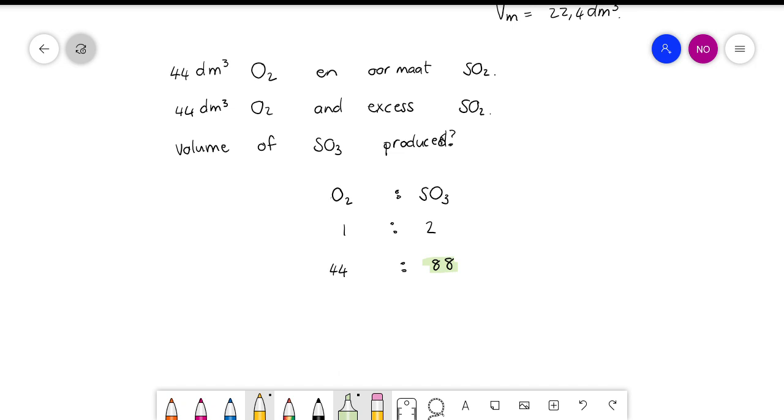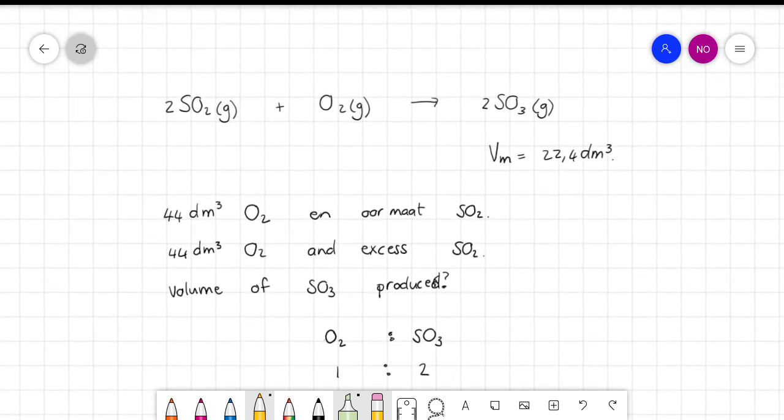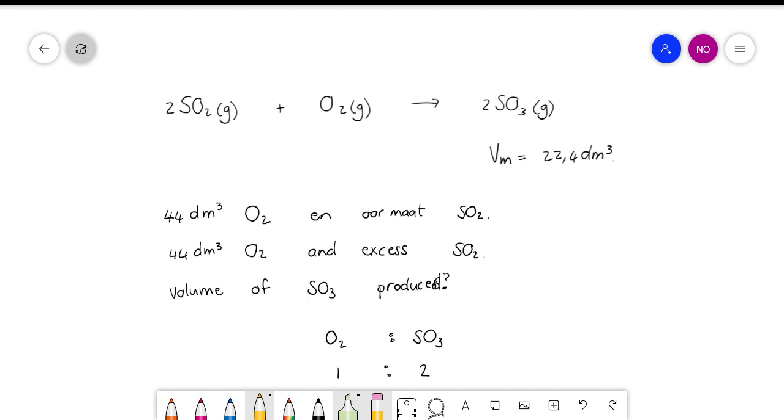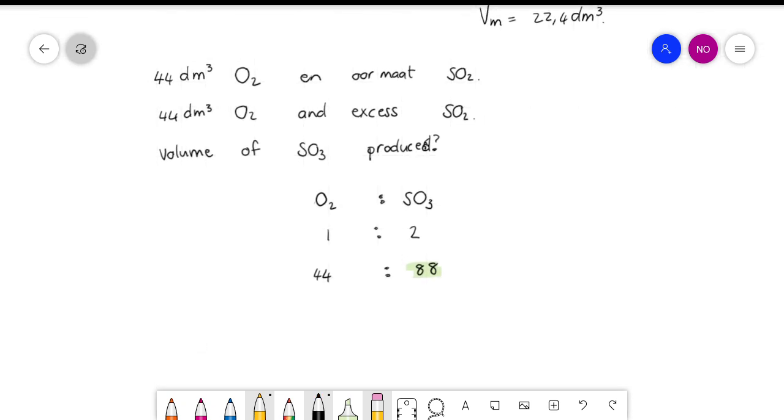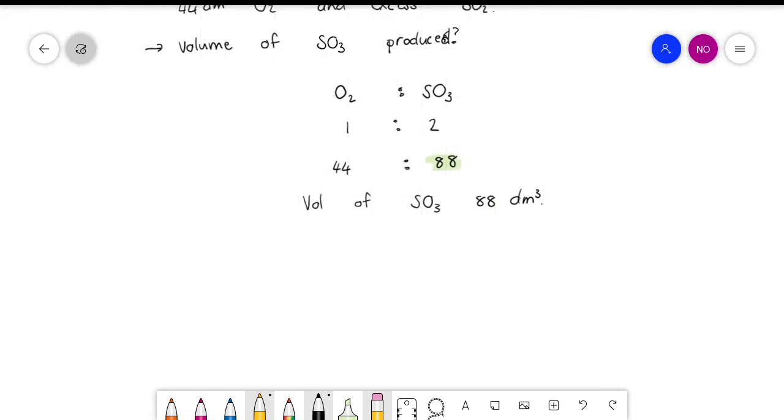Again, dis net omdat hulle almal gasse is en ons praat van volume. Anders moes ons dit eers na mol toe gevat het. Ja. So jy gebruik die verhouding uit die gebalanseerde vergelyking uit. Okay, and that is my answer in this case, because the volume of SO3 will then be 88 cubic decimeters. Okay. Same question, but let's do a bit of math.